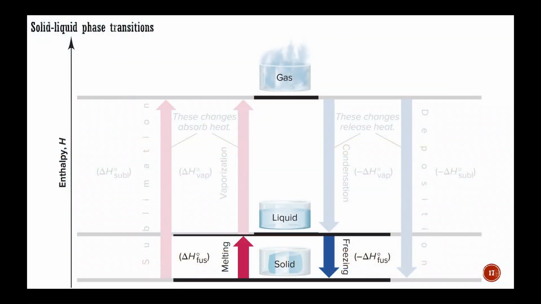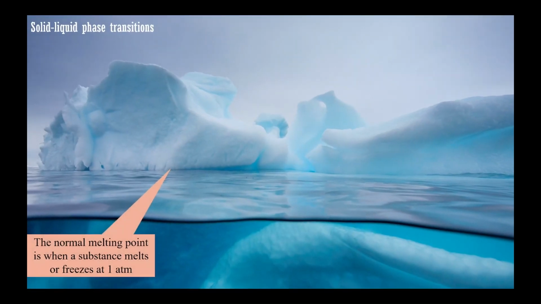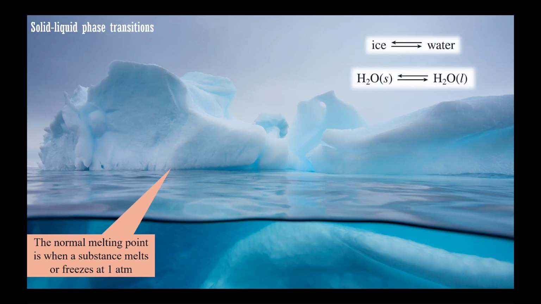The transformation of a liquid to a solid is called freezing, and the reverse process is called melting or fusion. The melting point of a solid, or the freezing point of a liquid, is the temperature at which solid and liquid phases coexist in equilibrium. The normal melting point of a substance is the temperature at which it melts at 1 atmosphere, and perhaps the most familiar liquid-solid equilibrium is that of water and ice. At 0 degrees Celsius and 1 atmosphere, this dynamic equilibrium is represented by one of these two equations.